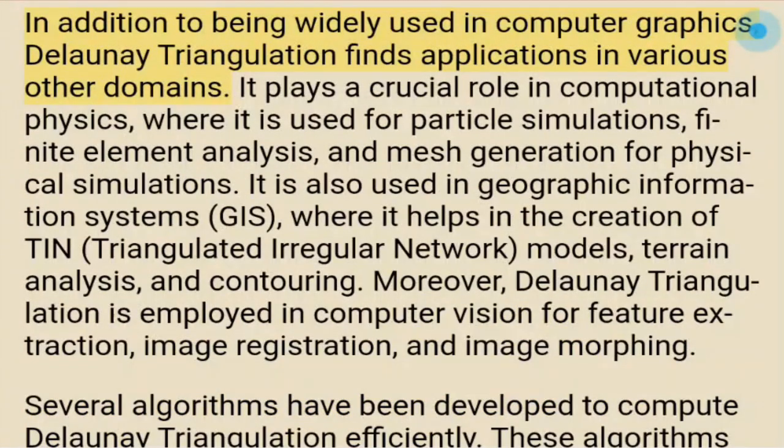In addition to being widely used in computer graphics, Delaunay triangulation finds applications in various other domains. It plays a crucial role in computational physics, where it is used for particle simulations, finite element analysis, and mesh generation for physical simulations. It is also used in geographic information systems (GIS), where it helps in the creation of TIN, triangulated irregular network models, terrain analysis, and contouring. Moreover, Delaunay triangulation is employed in computer vision for feature extraction, image registration, and image morphing.